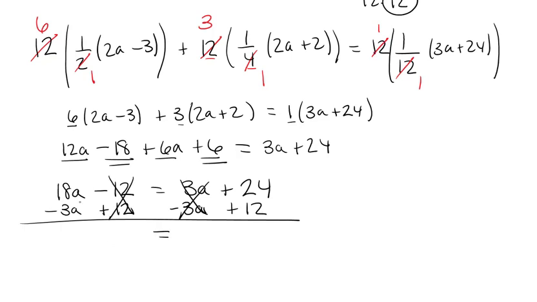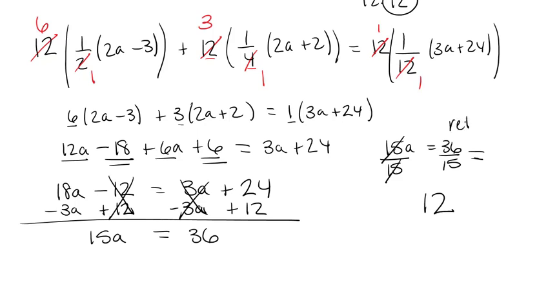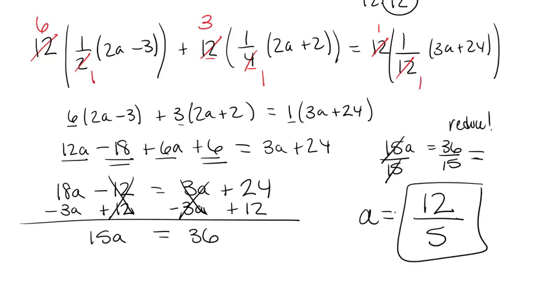Now we have 18a minus 3a, so it's 15a. 24 plus 12 is 36. To get a by itself, we divide by 15 on both sides. So a is equal to 36 over 15, but we need to reduce. We can divide by 3 on top and bottom. 36 divided by 3 is 12, and 15 divided by 3 is 5. So a is equal to 12 over 5.